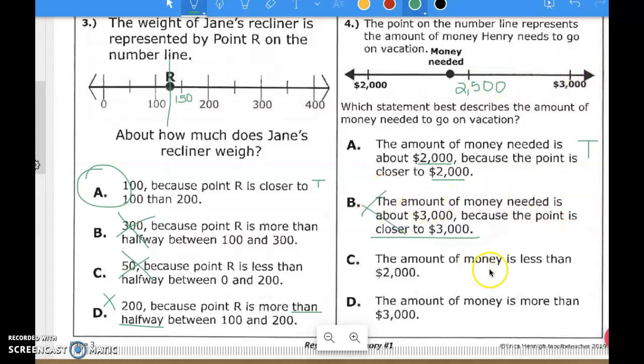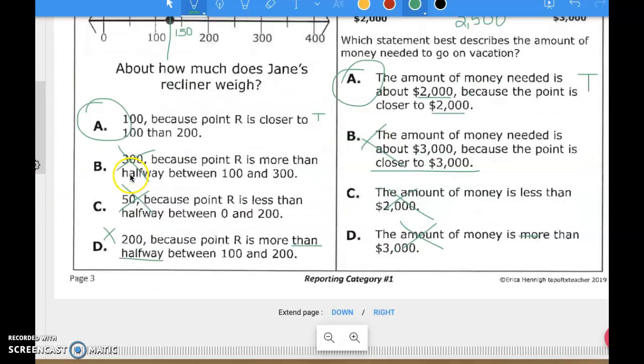The amount of money is less than 2,000. That is absolutely incorrect. The amount of money is more than 3,000. This is totally wrong. These two were totally wrong, and this is that distractor. This is my correct answer. Okay, and here we go.